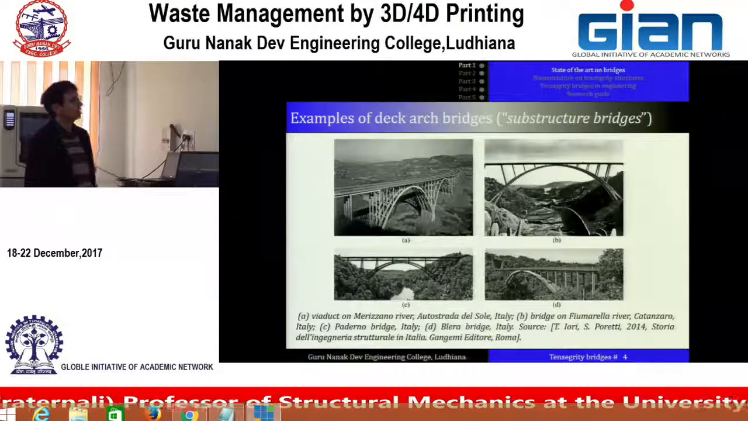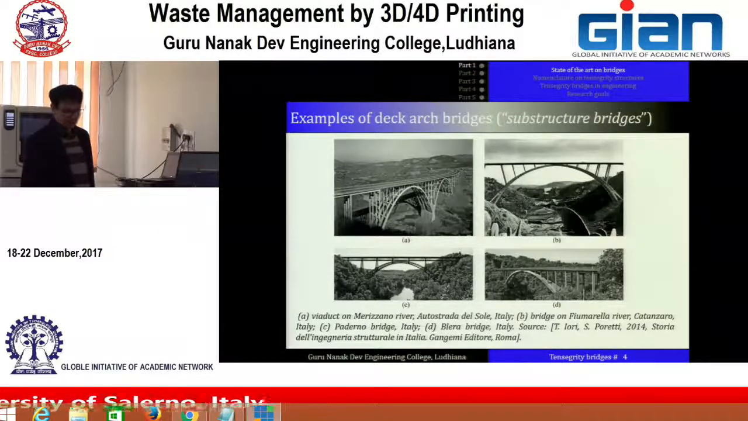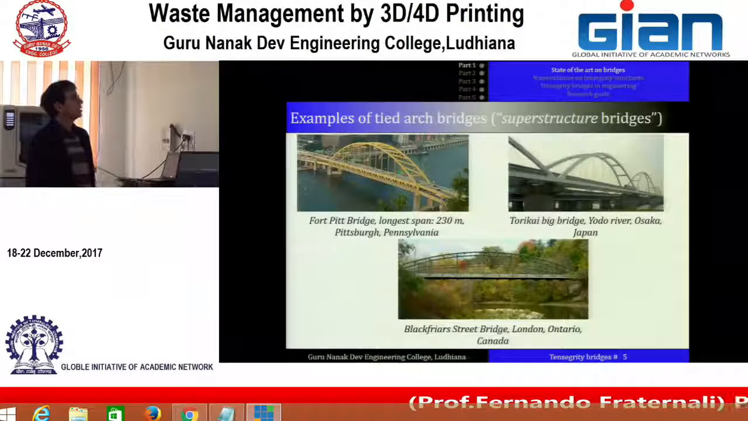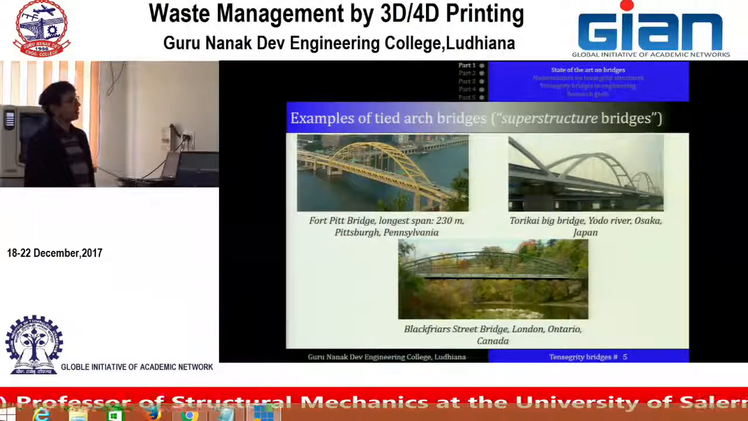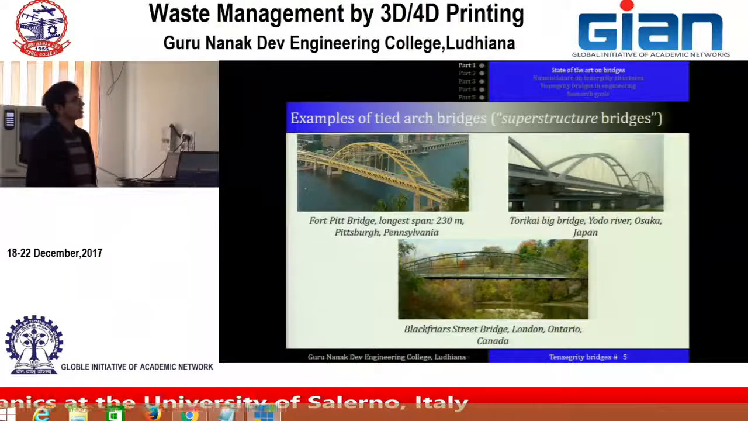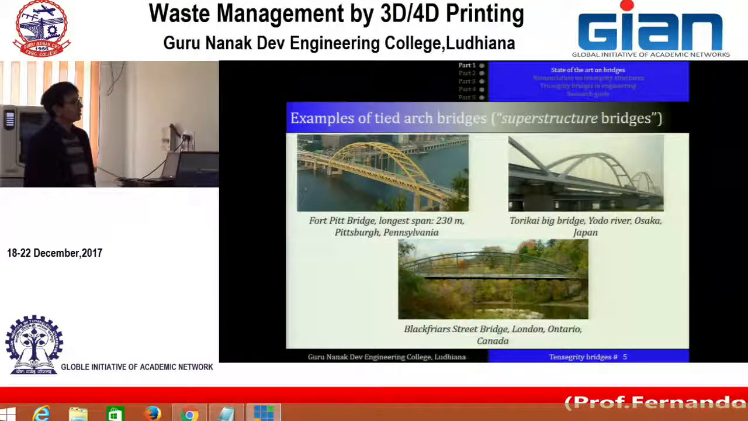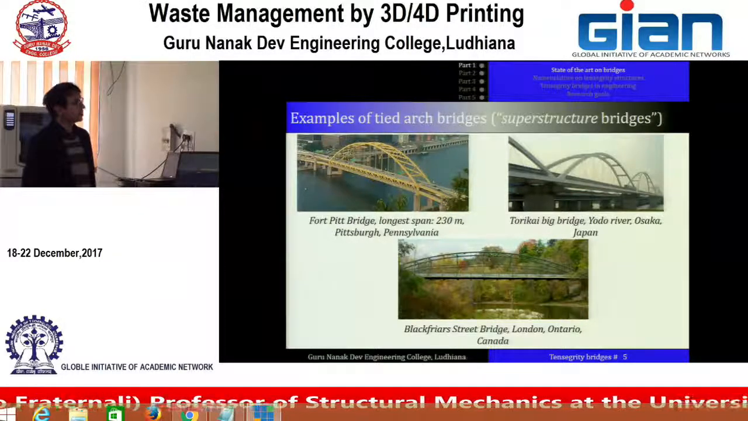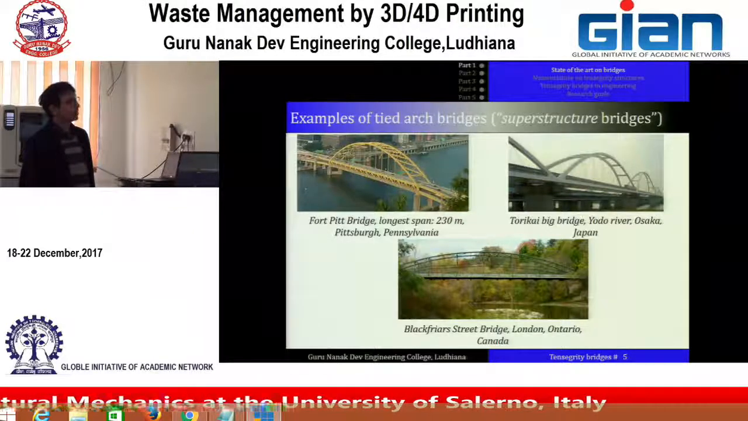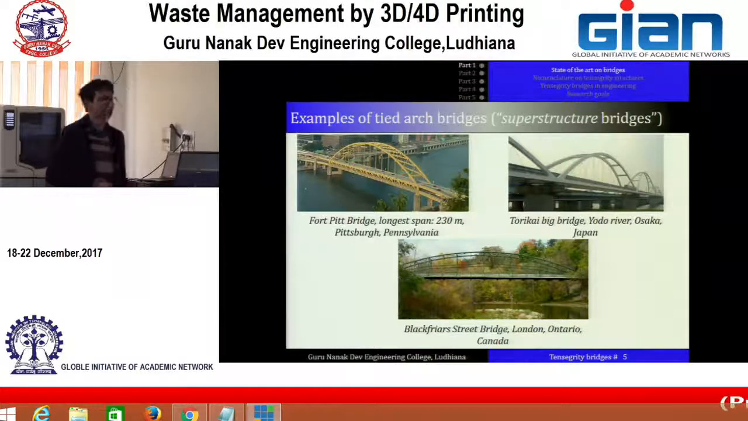Typical substructure bridges are the arch bridges, with the road passing above the arch. Those are substructures, but we can also have superstructure bridges, in which the supporting structure is above the road, the deck. So this is the deck, and the supporting structure is above the deck. We have many examples of this other category.